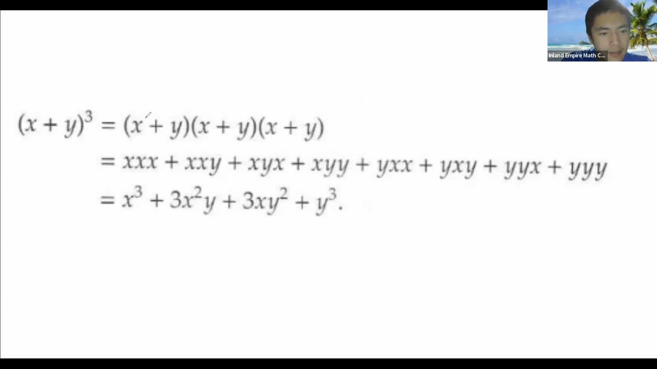So xxx derives from taking x and multiplying them together. Xxy comes from taking x and y and multiplying them together. And then you just keep on going, right? So for example, yxx is y times x times x. And again, I want you to keep in mind these coefficients. Have we seen these numbers somewhere, guys? Do these numbers look familiar?